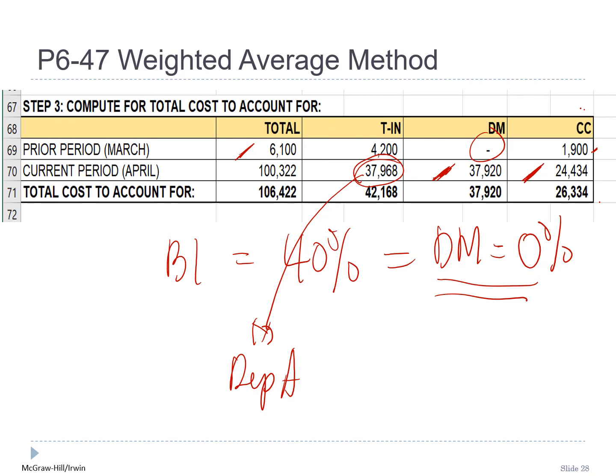Yan, ang journal entry mo for transferred out is debit to work in process department B, credit work in process department A. So, meaning, itong 37,968 nanggaling sa department A. Yan. So, cost to account for, just add. So, 42 plus 37,968, that will give us 42,168. So, 0 plus 37,920 is 37,920. 19 plus 24,434, that's 26,334.